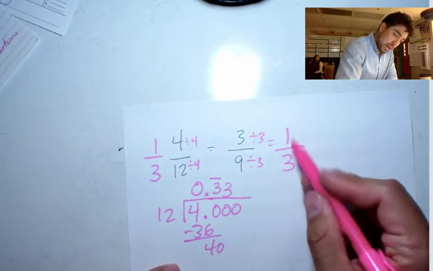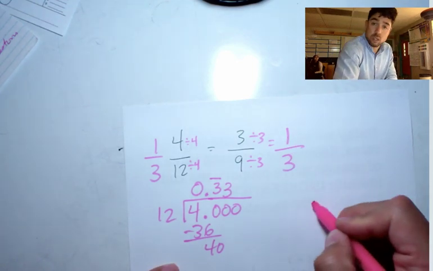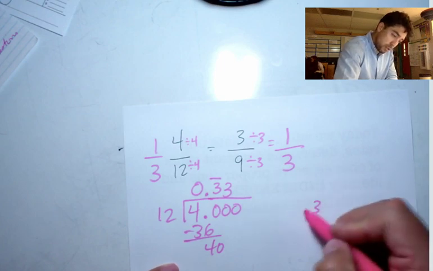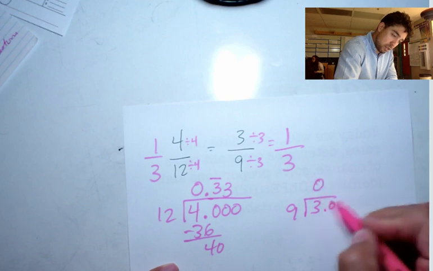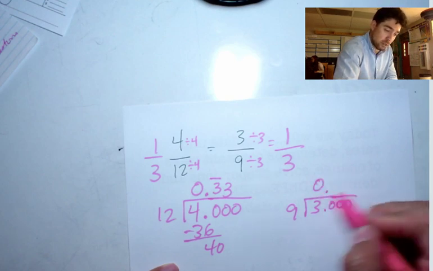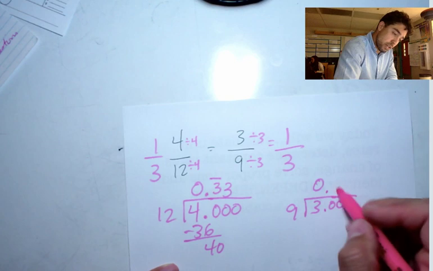Here, over here, 3/9. Top dog goes in the house. So we're going to do 9 into 3. Can 9 go into 3? We need a 0. I'm going to add 3 zeros after my decimal. How many times does 9 go into 30? 3. This is going to be 3 repeating.